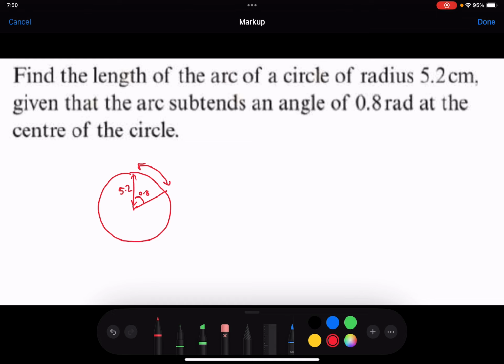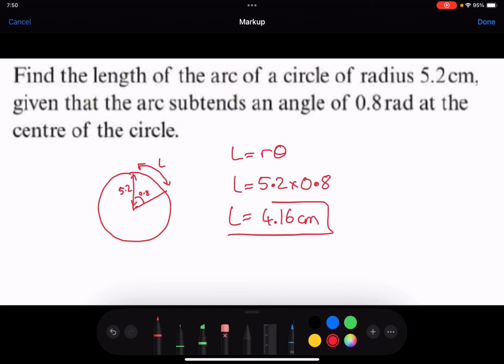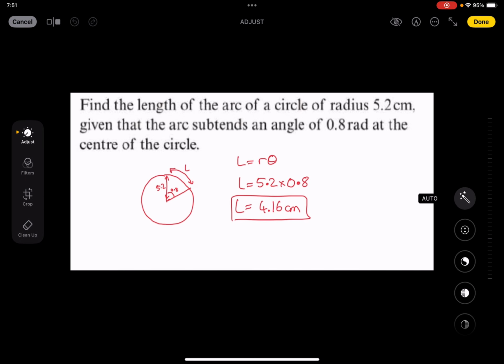So to work out that length, we're going to use the formula the arc length is equal to the radius times the angle. The radius is 5.2, the angle is 0.8. So 5.2 times 0.8 is 4.16 centimetres. And so that is the length of that arc.